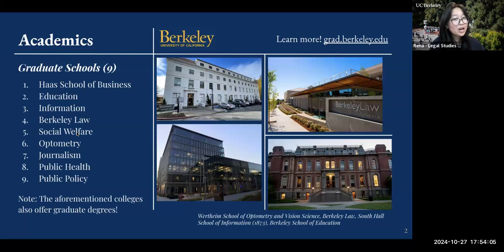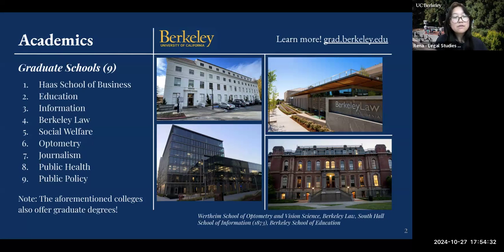Next, we're just going to give a quick overview of the graduate schools. It seems like most people here are prospective students for undergrad, but you never know how far ahead you want to start thinking. And most of these colleges do offer some form of undergraduate program, and I'll talk about that in a second. But we have 9 graduate schools. We have the Haas School of Business that Kail just talked about, Education, School of Information, Berkeley Law, Social Welfare, Optometry, Journalism, Public Health, and Public Policy.